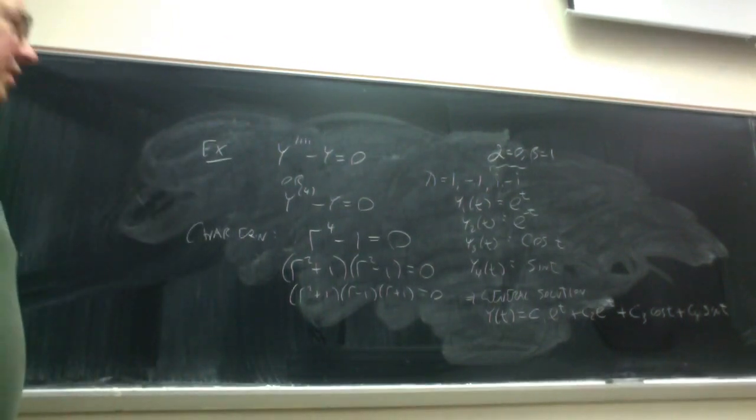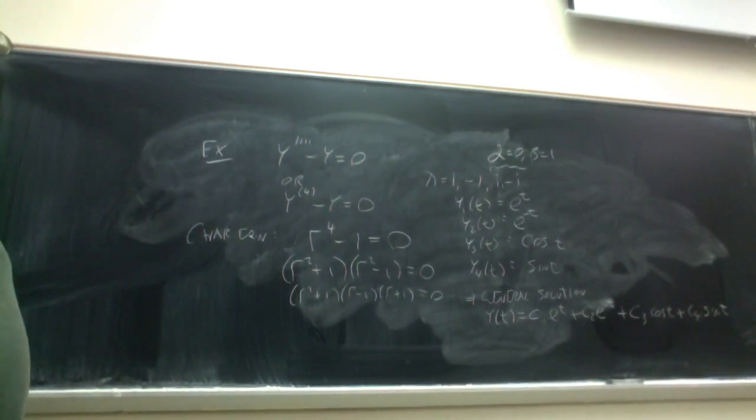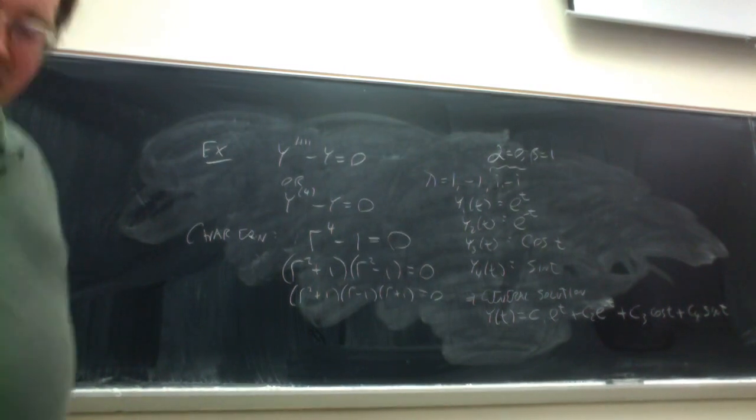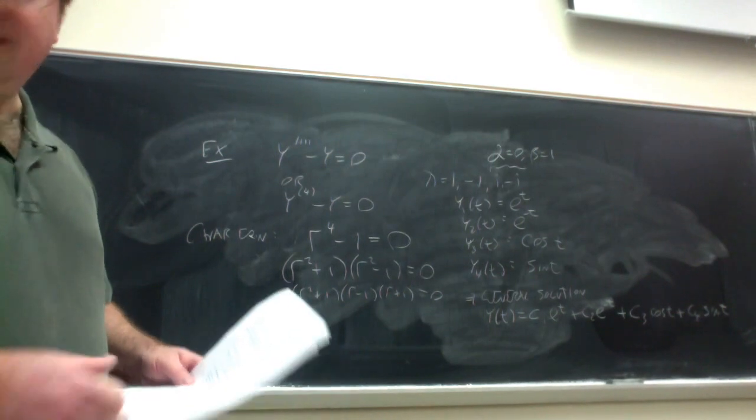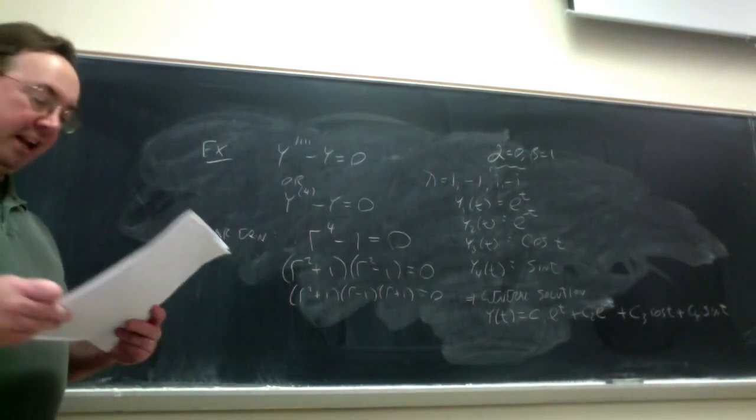At least these solutions would be easy to differentiate. Well, actually, the ones from a previous example would be too. But if you have repeated roots or more interesting complex roots, then you have to be careful with the product rule in that case. Any questions about these for getting the general solution?